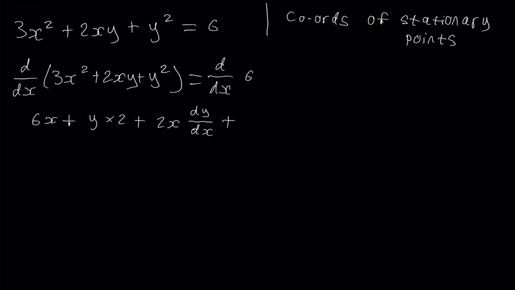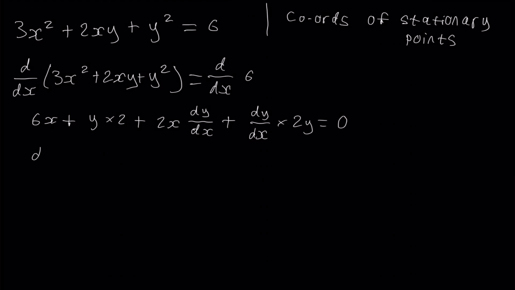Then, for the derivative of y squared with respect to x, we have to find the inner derivative, which of course is dy over dx, multiplied by the outer derivative, which will be 2 times y. And then this will be equal to the derivative of 6, which, as we know, is just going to be equal to 0. Now from this point, we'd like to rearrange this equation to make our derivative of y with respect to x the subject.